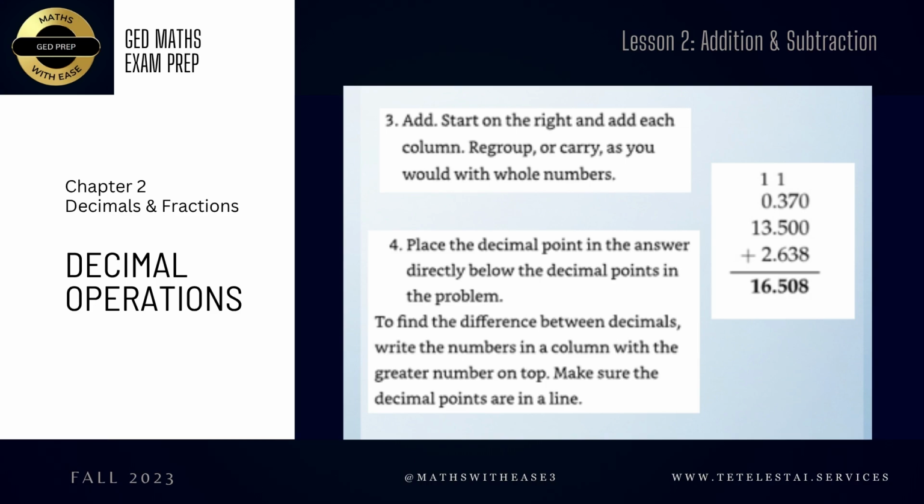So then you want to begin adding on the right. So in this case, the thousandths column, we have 0 plus 0 plus 8, which equals 8, right? And then over to the hundredths column, we have 7 plus 0 plus 3, which equals 10. You write down your 0 and you regroup the 1. You carry the 1 over to the tenths column. And so 1 plus 3 plus 5 plus 6 equals 15. Write down the 5 and regroup the 1.